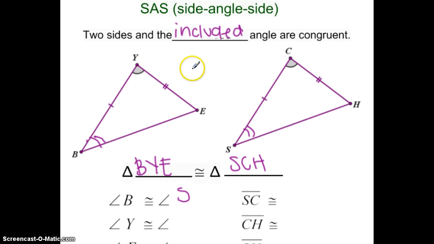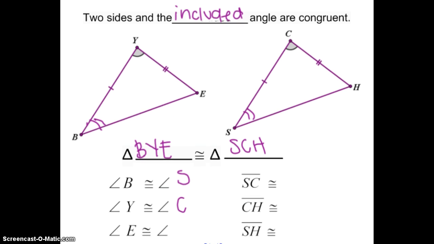We're already given that Y and C are congruent. And then we also have angle E. Angle E is going to be congruent to angle H. On the right side of each angle, we both have this line that has two hash marks. Now for our lines, we're looking at SH. SH has one hash mark, BY has one hash mark.